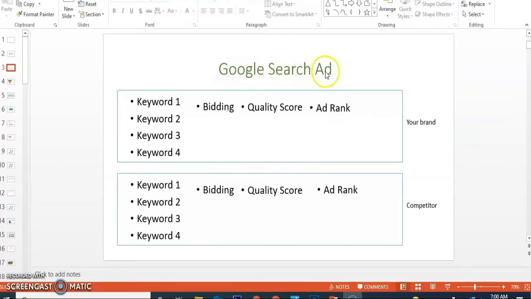When you draft your Google search ad, you select a few theme-specific keywords, and you allocate a bid on these keywords. Bidding means how much you are willing to pay when someone clicks on these keywords. Then you draft an ad based on these keywords, and you submit this ad to Google. Google, based on ad relevance, keyword relevance, and other factors, which include landing page experience, user experience, historical CTR, and a number of other factors, calculates the quality score.